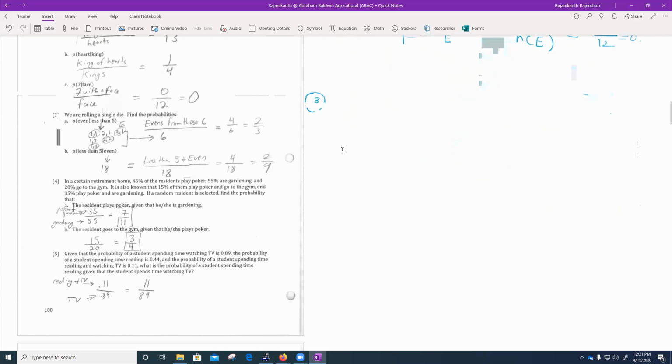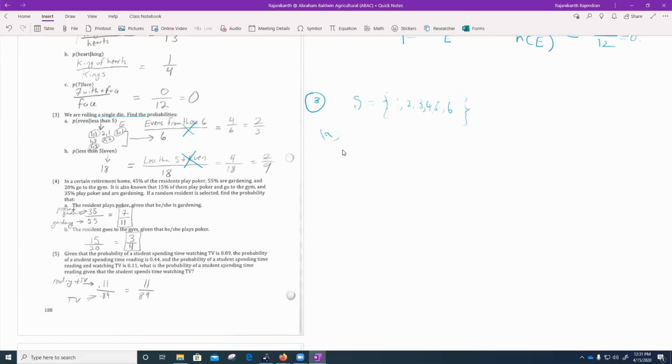Number 3 says we are rolling a single die. So I apologize for these answers. These are not correct. So let me do it again here. So we are rolling a single die. Remember, the sample space for rolling a single die is 1, 2, 3, 4, 5, 6.